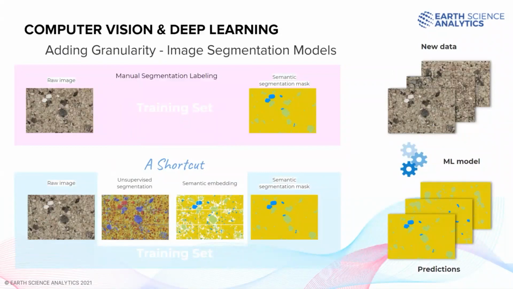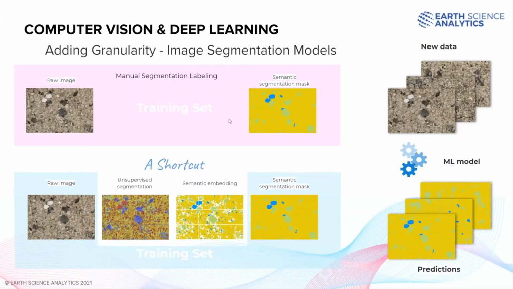For image segmentation, it's straightforward in theory. You have a bunch of raw images and a bunch of segmentation masks that match the raw images. You train the segmentation model. Once you have the segmentation model, you push new images through and predict segmentation masks.